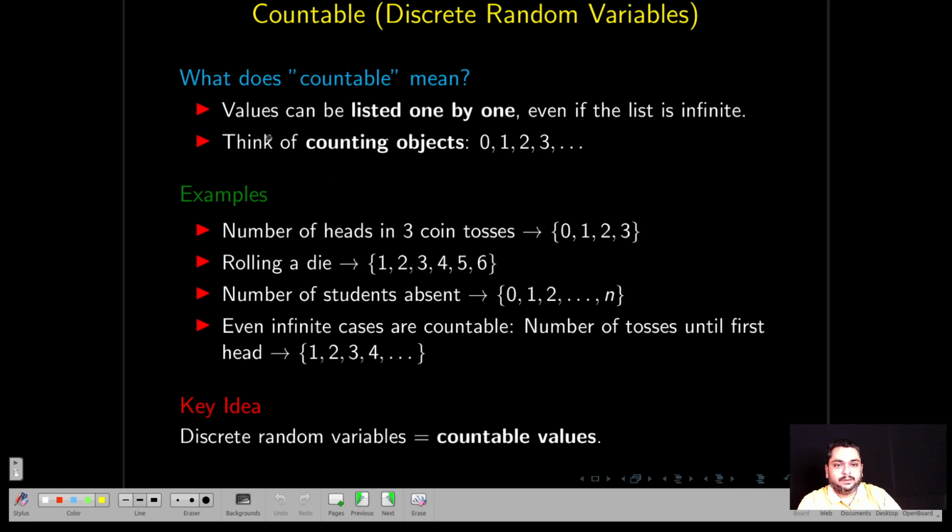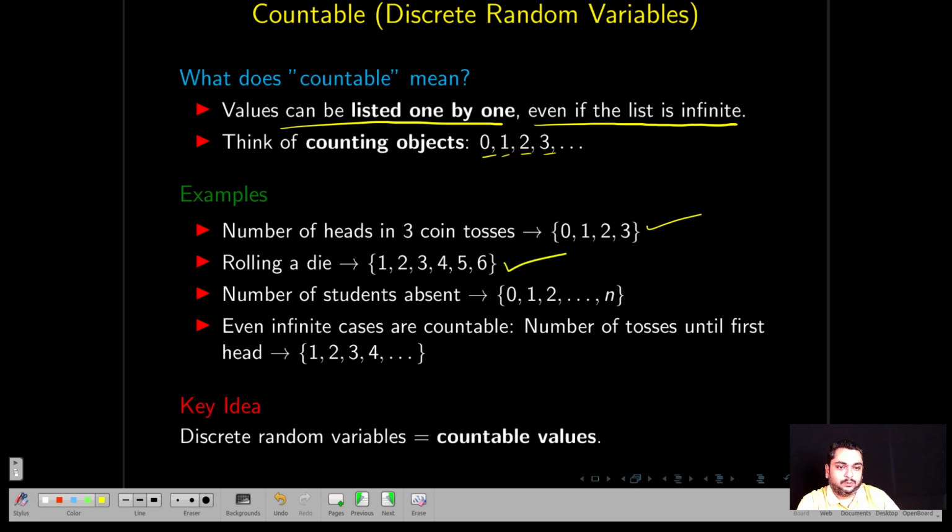So what does countable mean? As I explained previously, values can be listed one by one, even if the list is infinite. See, I can go on counting, right? Specifically 0, 1, 2, 3. So examples: number of heads in a 3-coin toss. It can be 0, 1, 2 or 3.